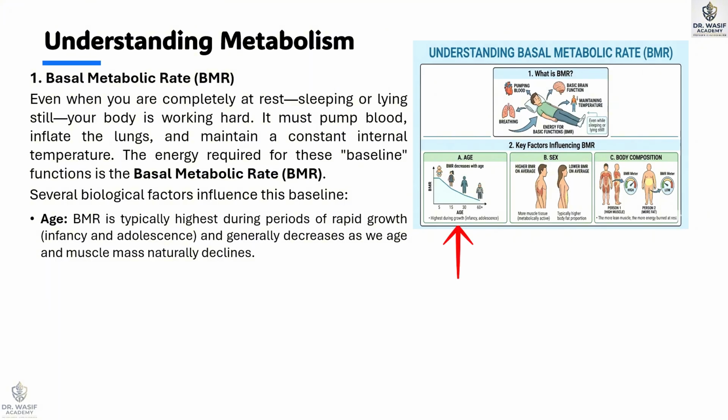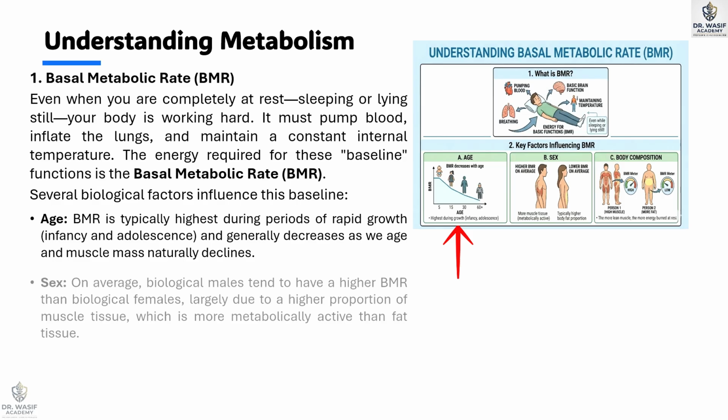First of all is age. BMR is typically highest during periods of rapid development like infancy and adolescence because growing tissues require massive amounts of energy. As we age, it naturally decreases as cell turnover slows down and muscle mass gradually declines.